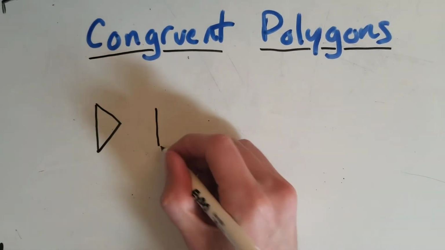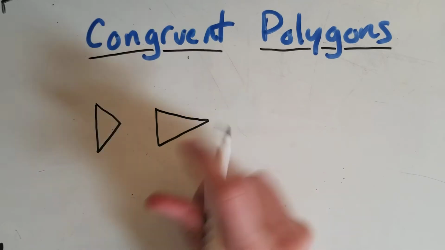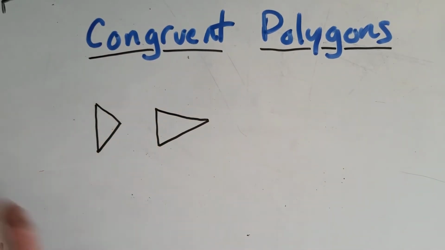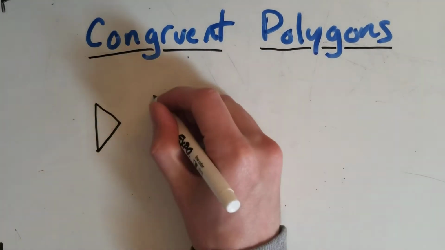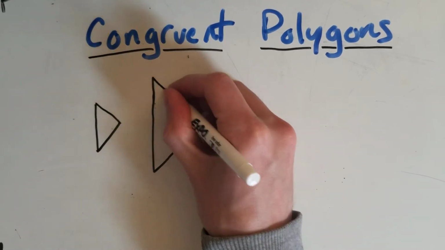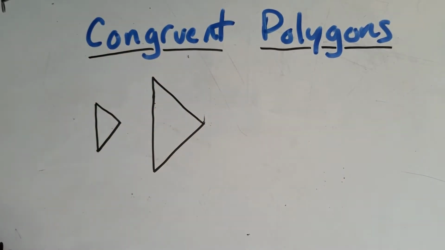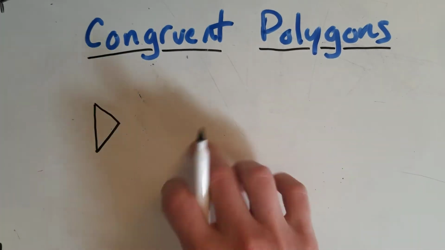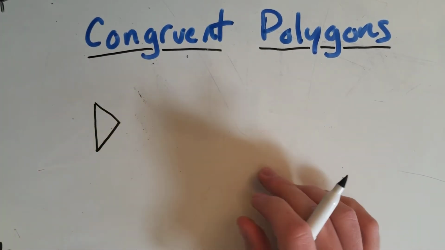But it's definitely not going to have something like this happen where it's getting stretched out. Then they're not congruent. Or if it became larger, then those triangles are not going to be congruent. So it needs to be the same shape and size, but it could be rotated around or reflected.